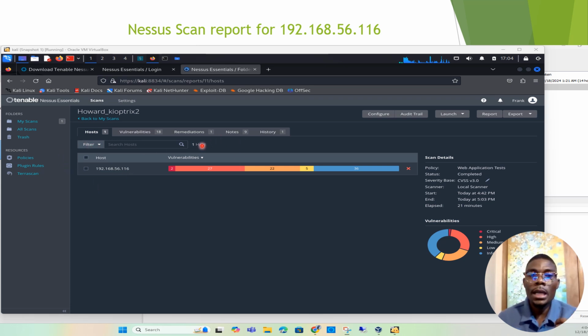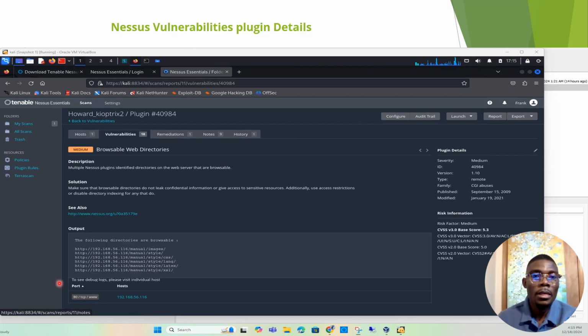So again, these are the results after we set up our target for the scan. We did the scan, and you can see in the graph right here, these are the outputs. This is a full result of the scan with browsable web directories, right? We did a scan for browsable web directories. That is, we detailed our vulnerabilities. So you see multiple Nessus plugins identify directories on the web servers that are browsable, right? All of these are the different links. These are the outputs.